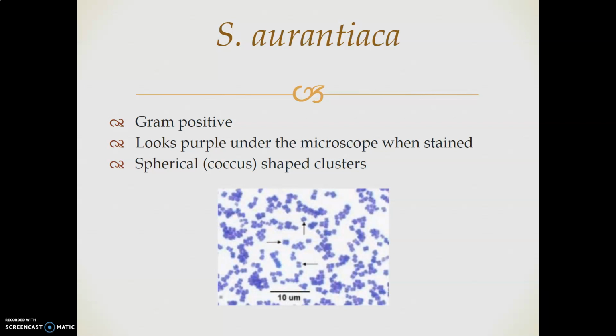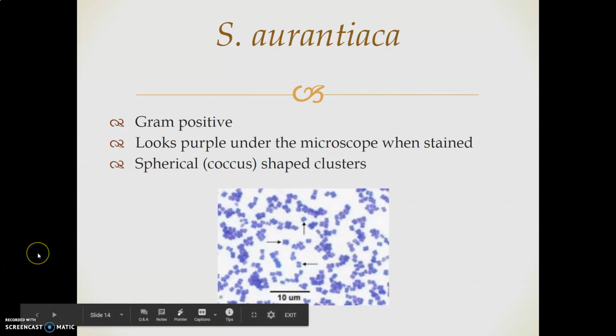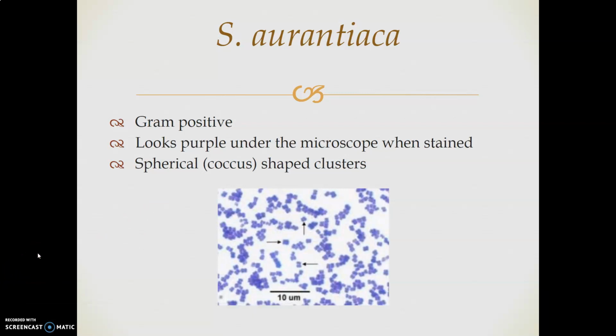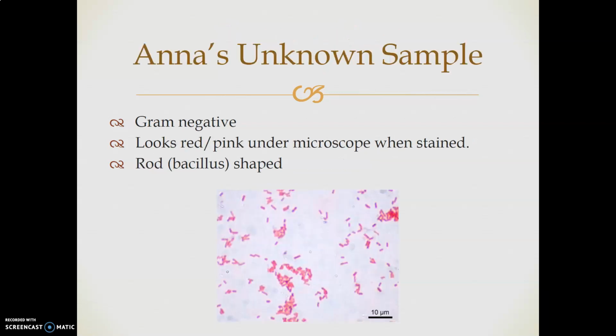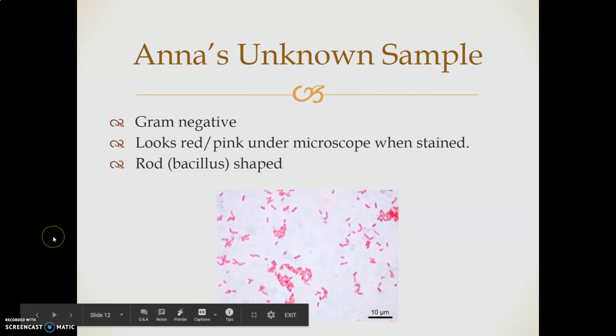So that is your notes for today. Again, relatively short and easy. Just make sure you know gram negative, gram positive, and the shapes. I know that was on a quiz today. And make sure that you write down in your notebook that Anna's unknown sample is gram negative and that it was a bacillus bacterium. So that is it for the notes.